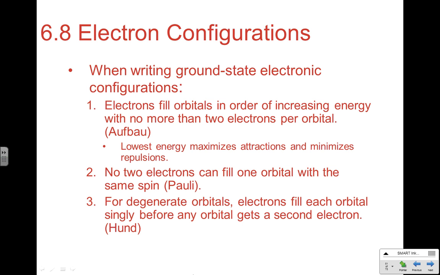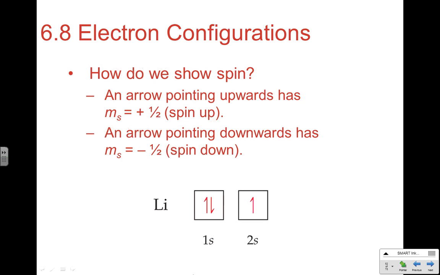Once again, it's all about minimizing repulsions, because when we put a second electron in the same region of space, that's going to increase the repulsions. So if we have 3 apartments on the P sublevel, we put 1 electron in each orbital before any of those orbitals get 2. How do we show spin? Well, we've got quantum numbers, +1/2 and -1/2, but when we're drawing orbitals, it's easiest to put an up arrow for the +1/2 spin and a down arrow for a -1/2 spin.